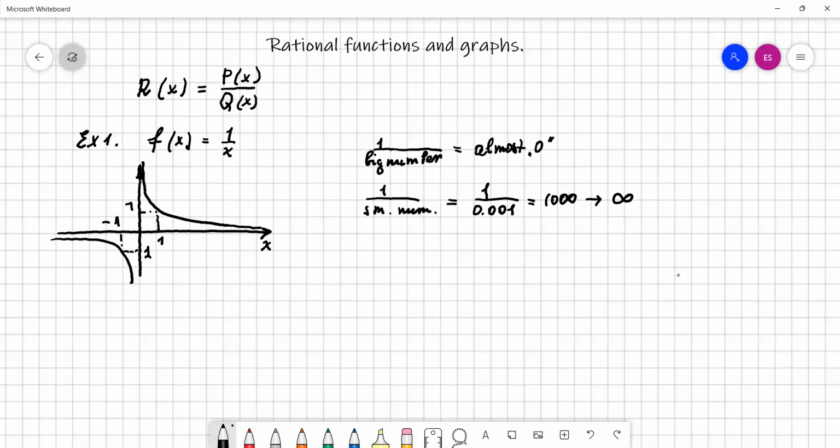What important lines do we have on this graph? Important line number 1 is called a vertical asymptote. I'm going to mark it in green. Dashed line in green. What is vertical asymptote? X equals 0 vertical asymptote.